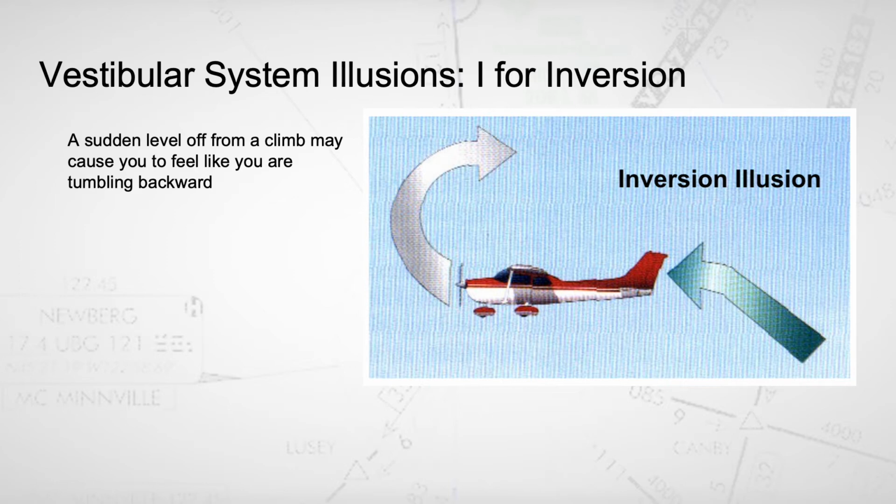The I in SLICES stands for inversion. Pitching down quickly during a level off may leave you feeling as if you're tumbling backwards. Gentle, smooth changes in pitch will help you avoid this illusion, and extra attention to the attitude indicator will help you overcome it if it does happen.